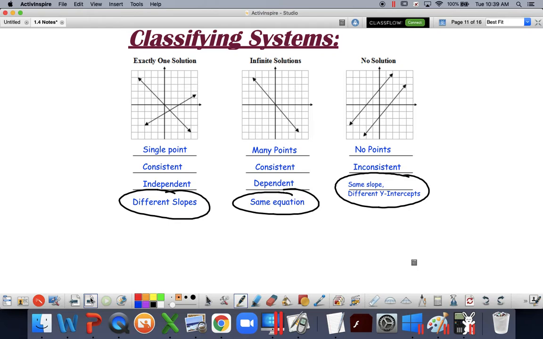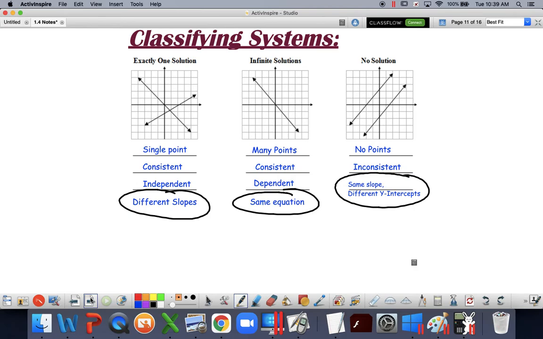Whereas in our last example, there's no solution. There are no points where they intersect. It is called inconsistent, and we end up with the exact same slope, but different y-intercept.